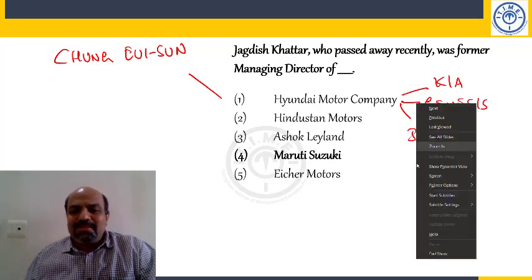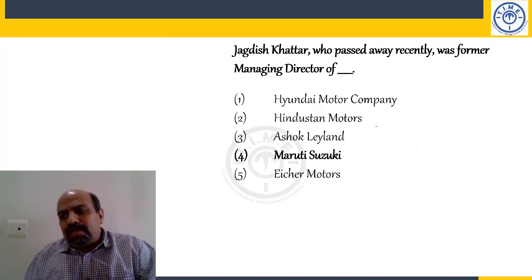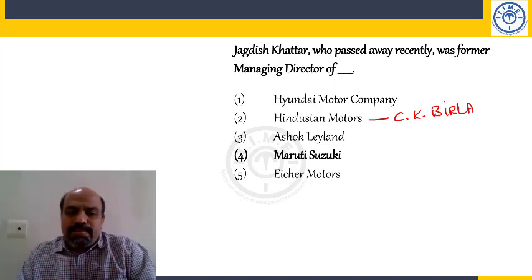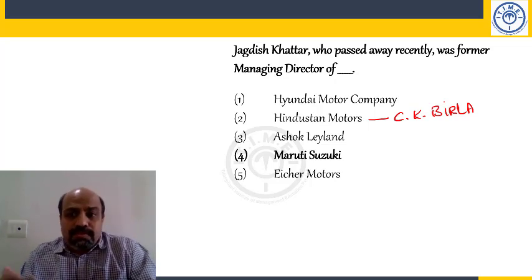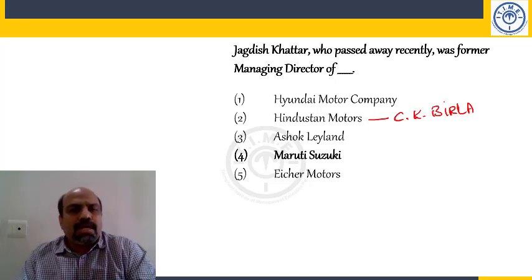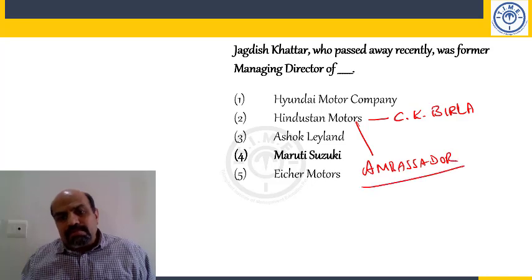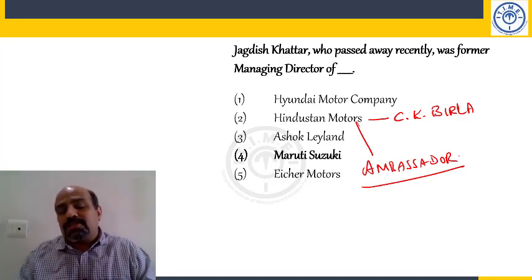Look at the second one, Hindustan Motors. Many people have told me that it's a Government of India company. No, it was a private sector company owned by the Chandrakant Birla Group. There are plenty of Birla groups: Aditya Birla, BK Birla, CK Birla, KK Birla, Yash Birla. This was one of the major ones. The most famous product of this company was the Ambassador car. Many of us grew up with Ambassador cars, the family cars of those days.